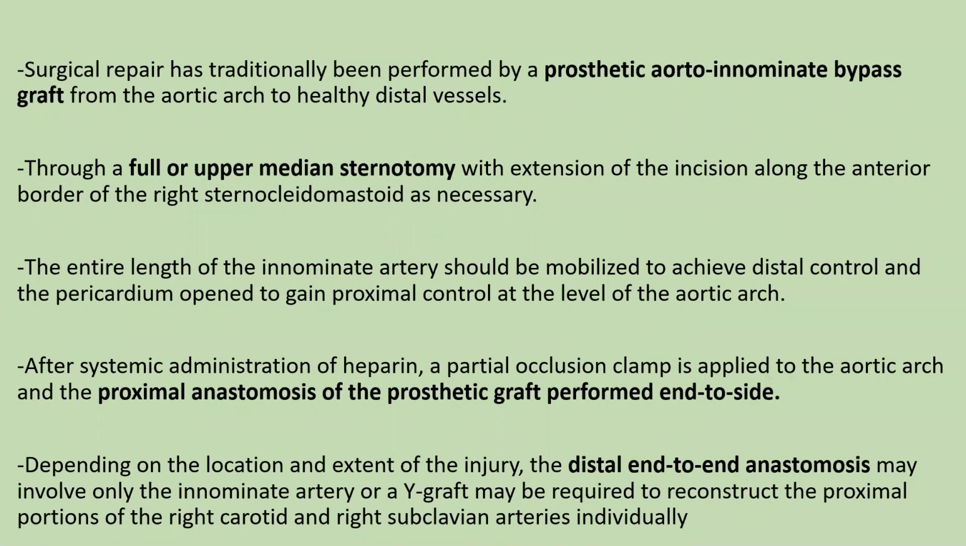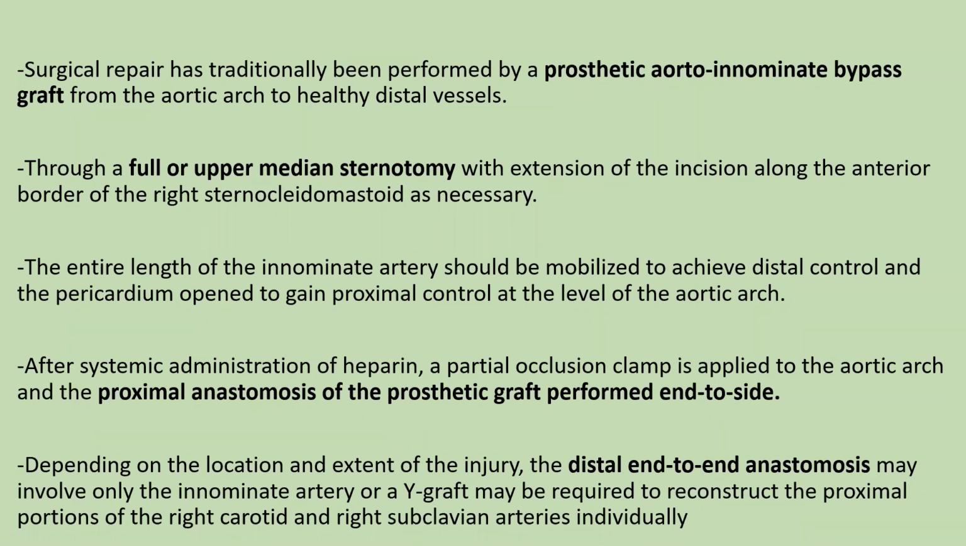Surgical repair has traditionally been performed by a prosthetic aortoinnominate bypass graft from the aortic arch to a healthy distal vessel through a full upper median sternotomy, with extension of the incision along the anterior border of the right sternocleidomastoid as necessary. The entire length of the innominate artery should be mobilized to achieve distal control, and the pericardium opened to gain proximal control at the level of the aortic arch.